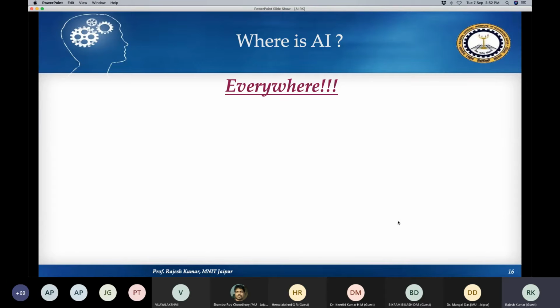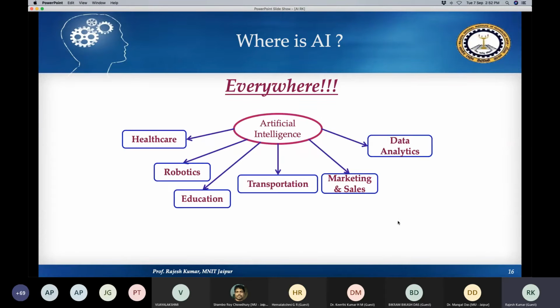And where is AI? Let's talk about some applications. It's everywhere: data analytics, marketing, sales, transportation, education, robotics, healthcare. Few of them I'll discuss here, and then in the end, I'll discuss some case studies also.